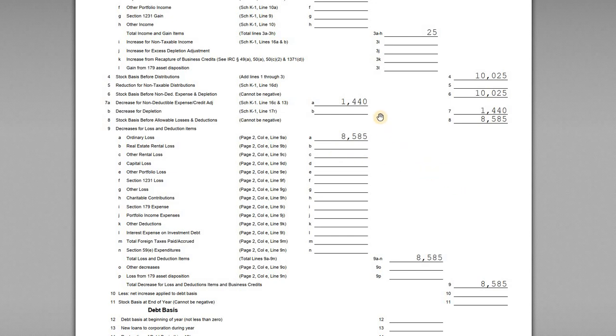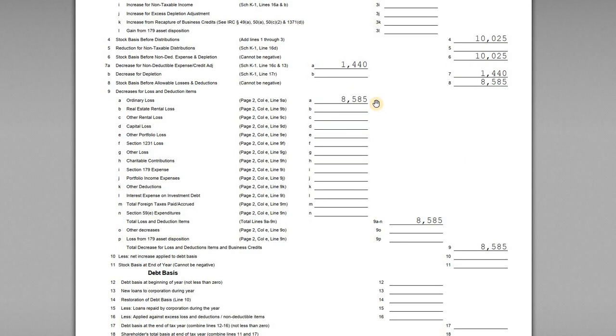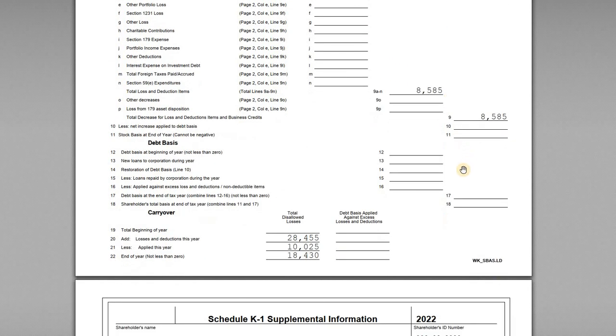Now notice what's happening here. The loss is being capped. He's not getting a full deduction for all the loss, right? And so why is that?